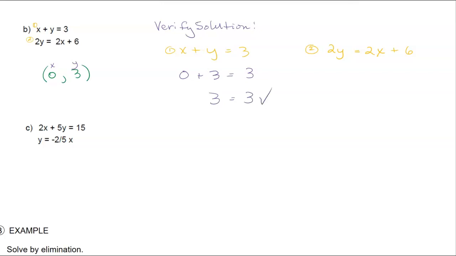So let's check it for the second equation. 2 times y, remember y is 3, is equal to 2 times x, which is 0, plus 6. This whole term zeroes out. So we'll have 6 is equal to 6. So this solution checks out with both of the equations. So it is a solution to the entire system of linear equations. Yay!